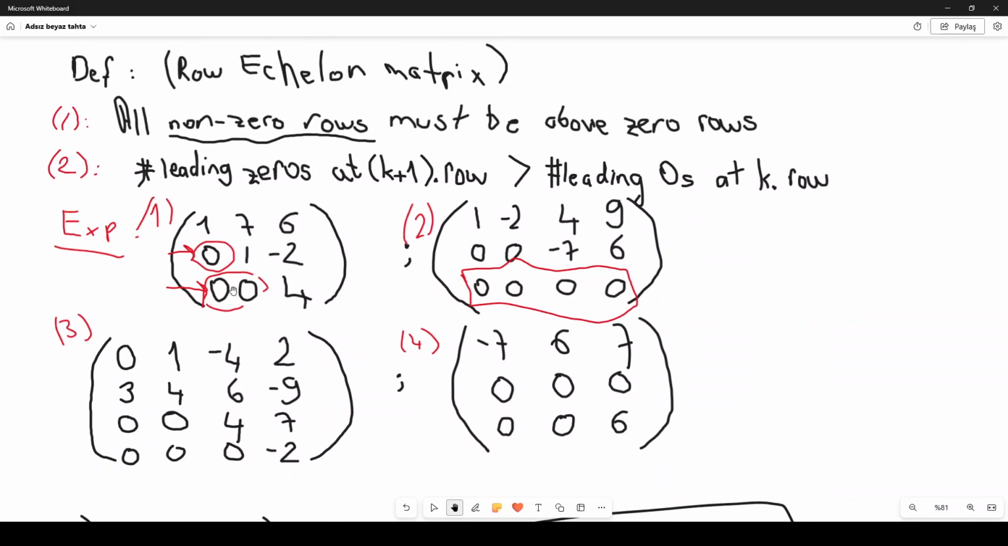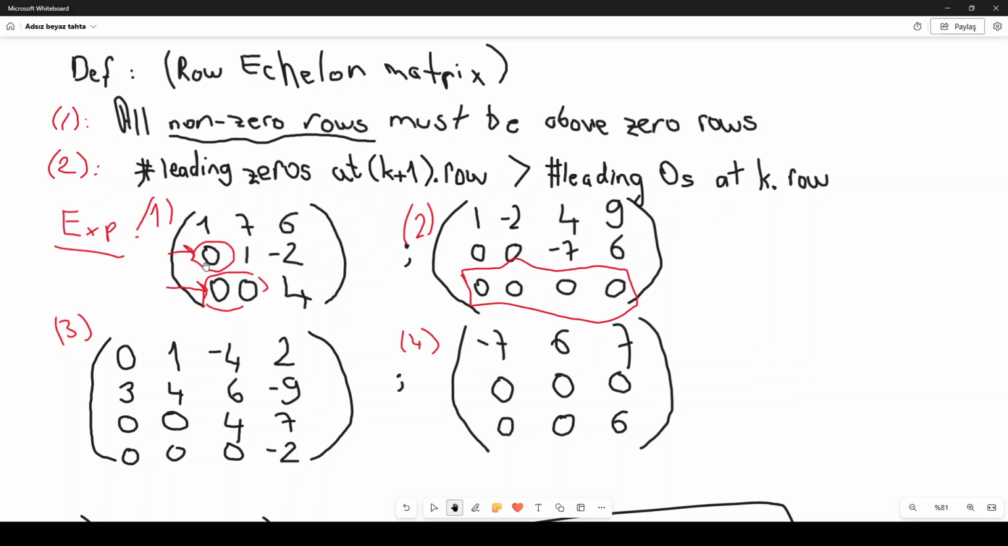The first matrix, look at the first matrix. All of the rows are non-zero rows, so there is no 0 row. So the first property is automatically satisfied, right? So we just take into account the second property. Does the second property hold for this matrix? Yes, it does. Because I count the leading zeros at each row, and for consecutive rows, the row below should have a strictly greater number of zeros in comparison with the one above it, right?